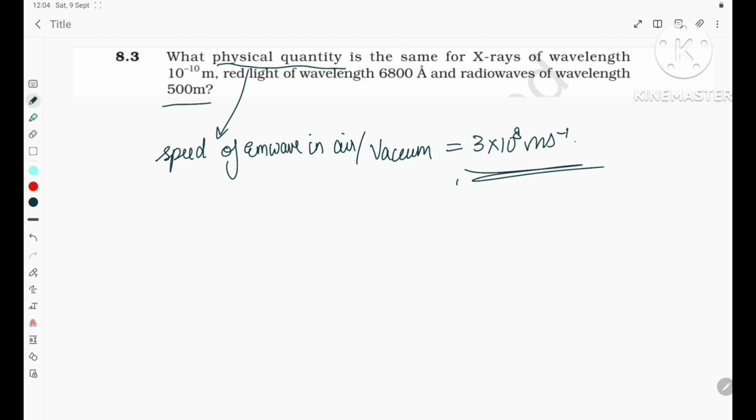Speed of electromagnetic wave in air or vacuum is constant. Now when these waves enter into a different medium, then their speed will change depending upon the refractive index.